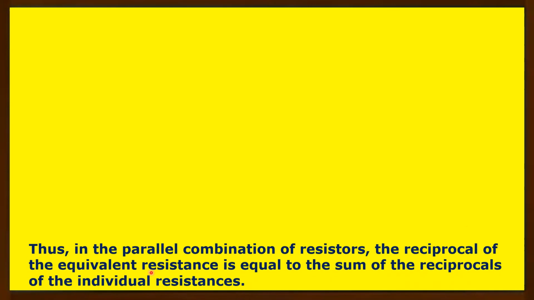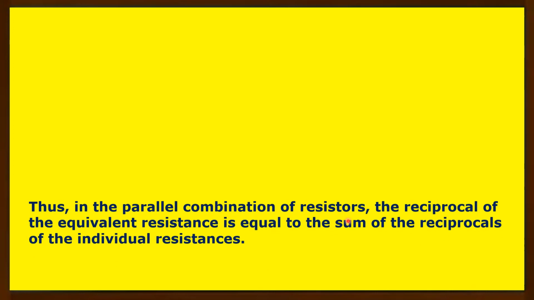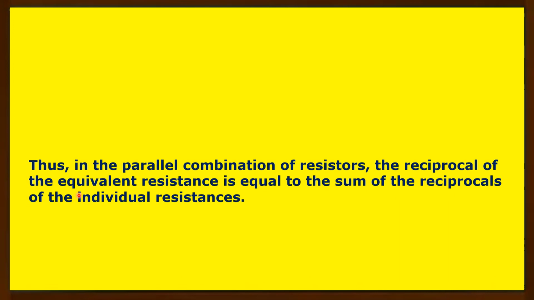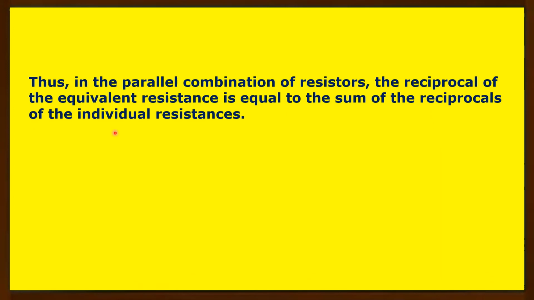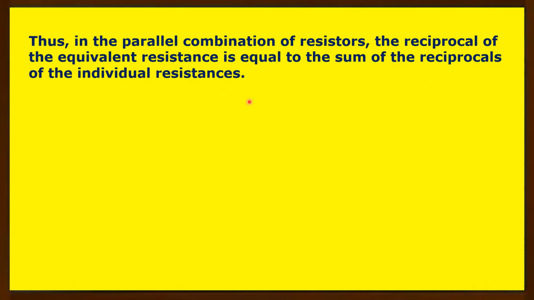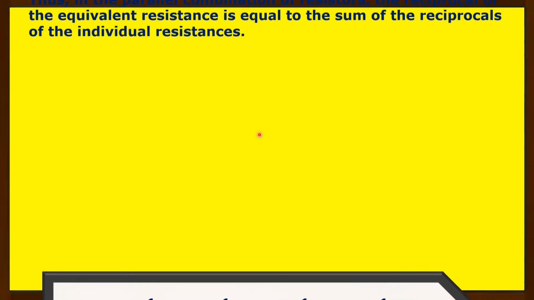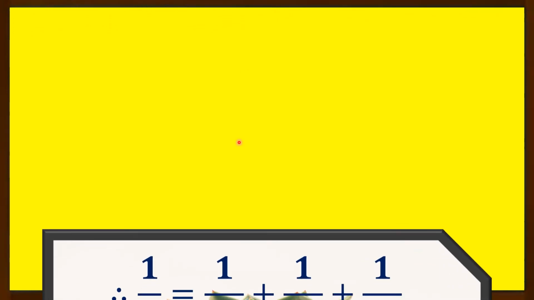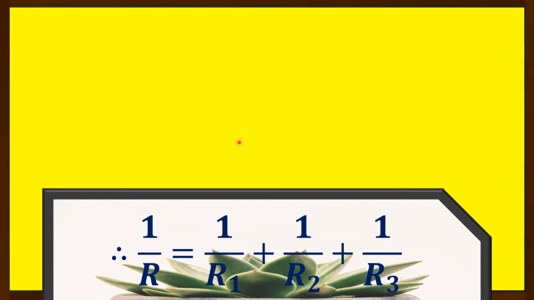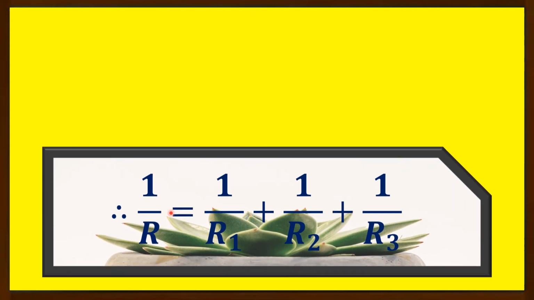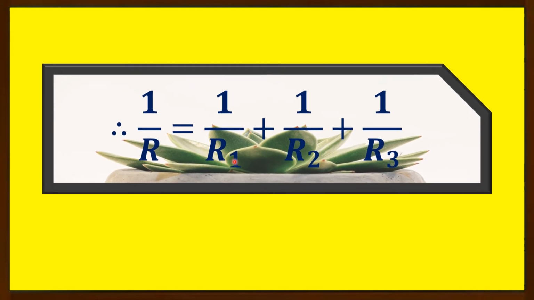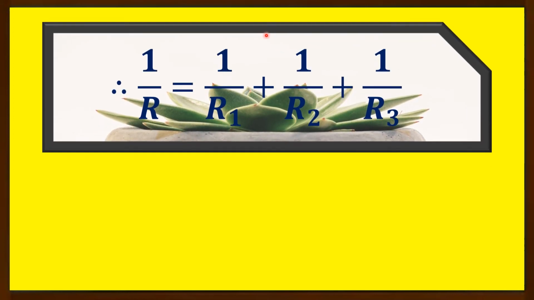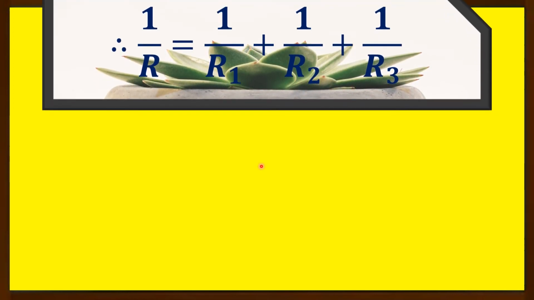Thus, in the parallel combination of resistors, the reciprocal of the equivalent resistance is equal to the sum of the reciprocals of the individual resistances. So in case of parallel connection, R is not equal to R1 plus R2 plus R3. Here the reciprocal of the equivalent resistance is equal to the sum of the reciprocals of the individual resistances.